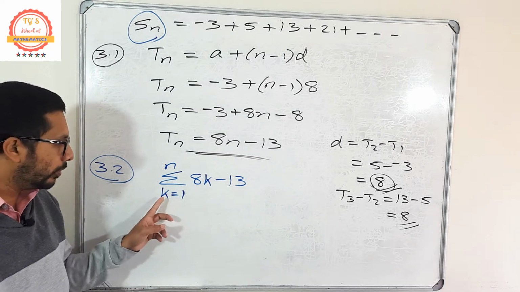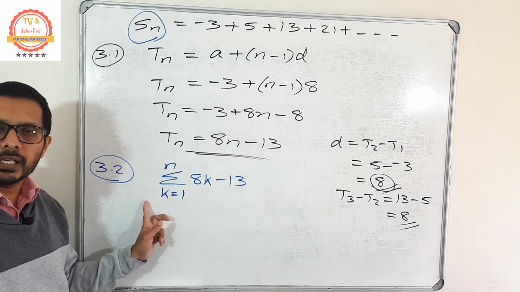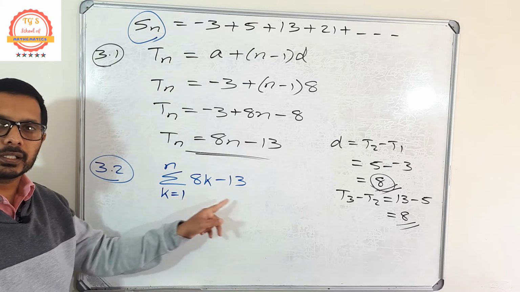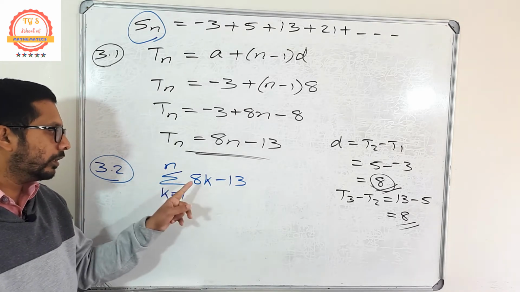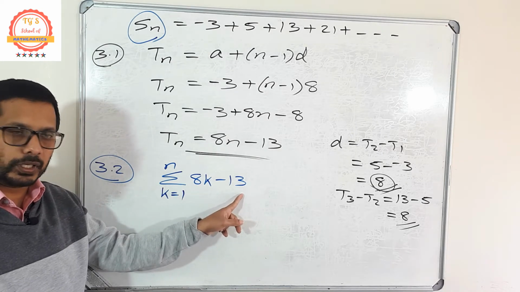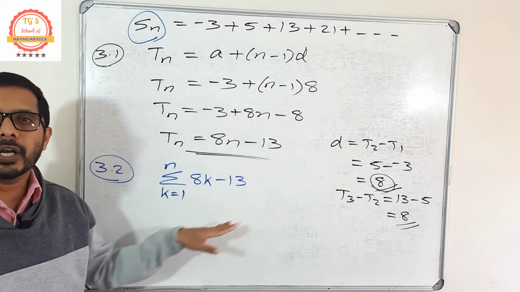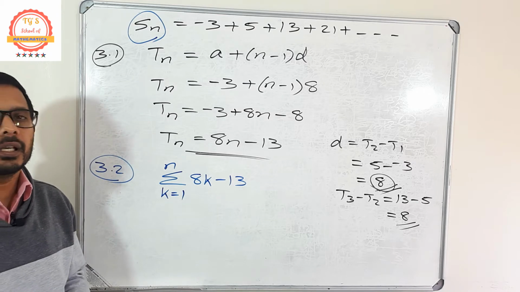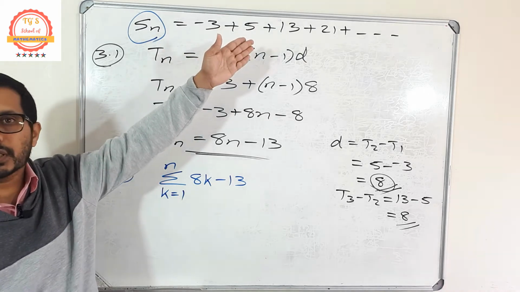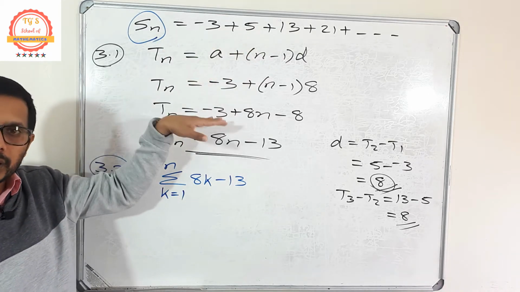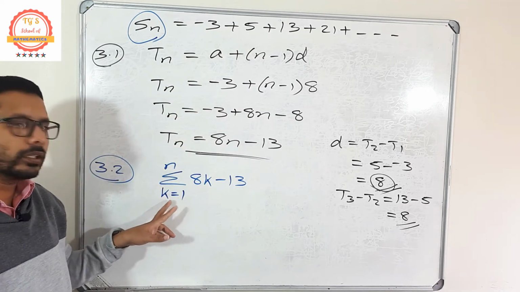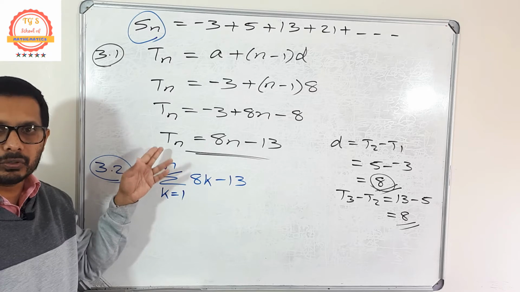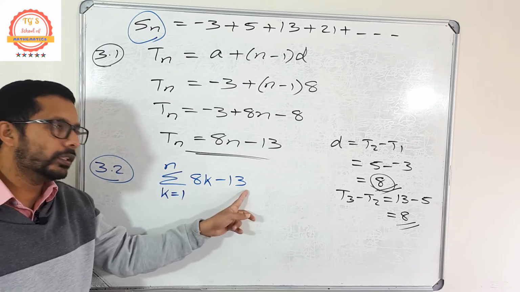Then only you can substitute k as 1, k as 2, k as 3, k as 4, etc., up to k as n. So when you substitute n, it is 8n minus 11. So this is the sigma notation. So how can you write a series in sigma notation? First you find the nth term or general term. Then you check k is equal to from which number to which number according to the question. Then you write the general term.